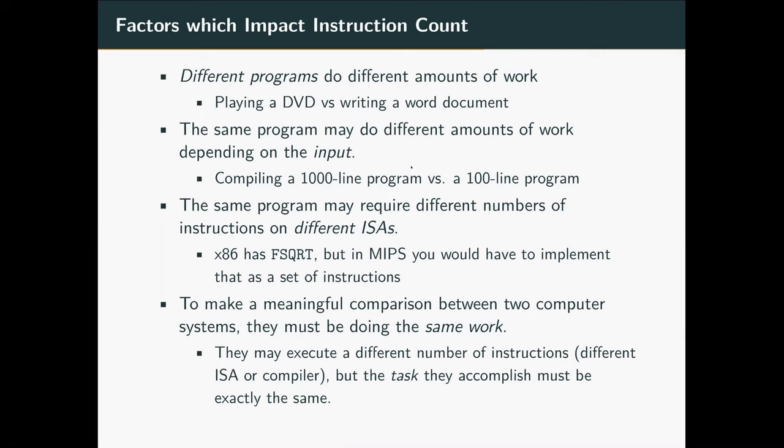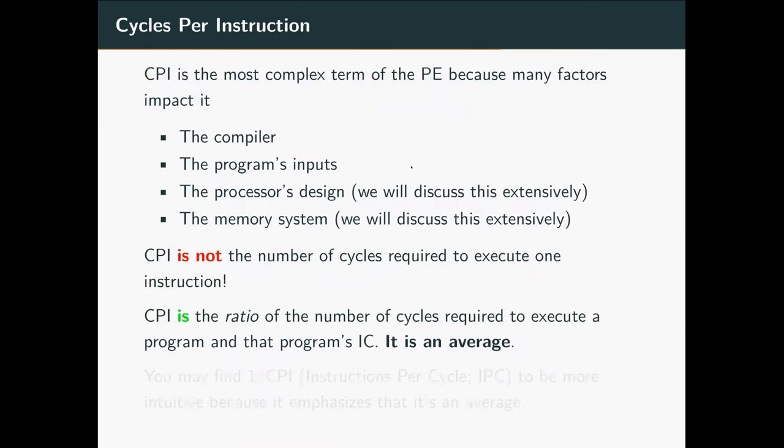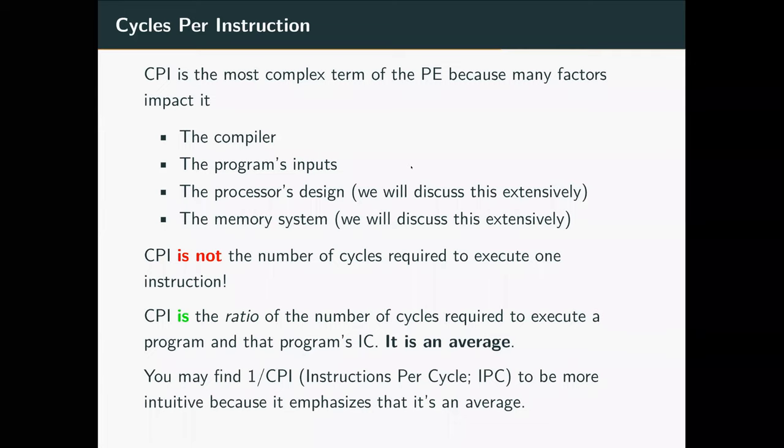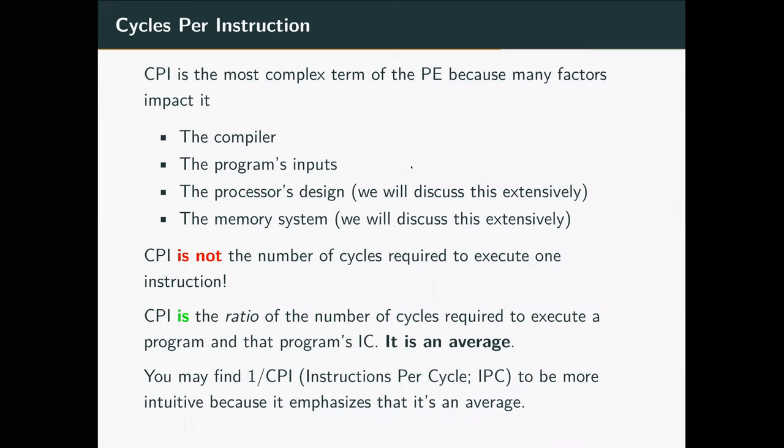Then we got to CPI, which is the most complicated of the terms in this equation. And really, this is where we're going to spend most of our time in the class, right? The instruction count, you guys had to take algorithms, so we'll let algorithms people do that, or we'll let the PL people do that, whatever. We're going to care much more in this class about these latter two, processor design, memory system, and less about the inputs and the compiler. But all of these do have an effect.